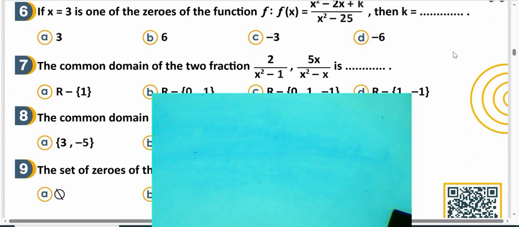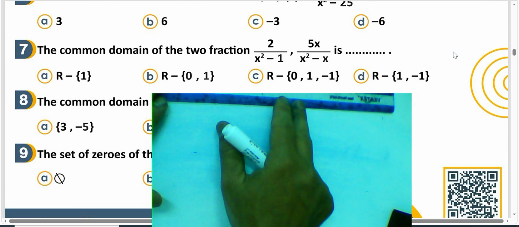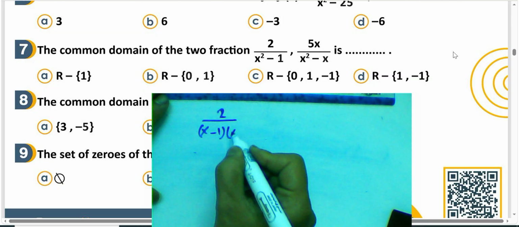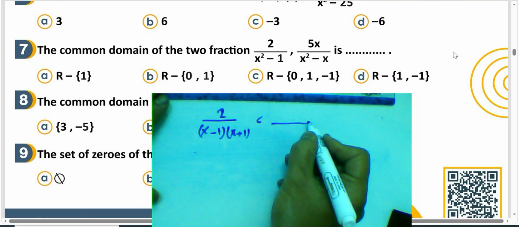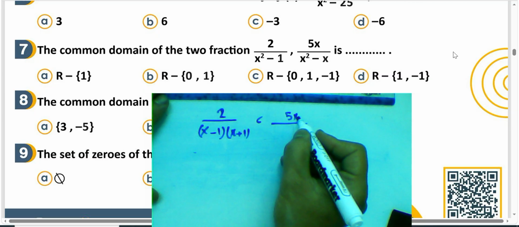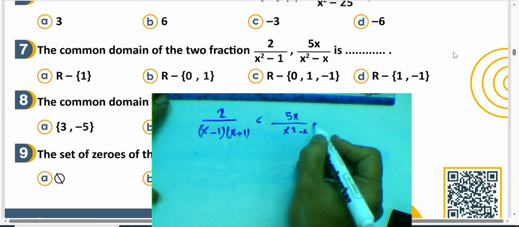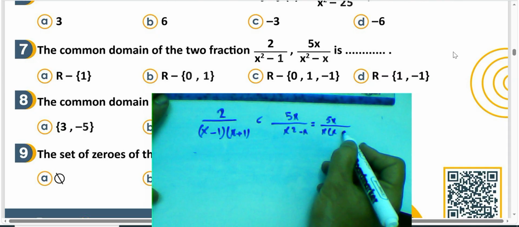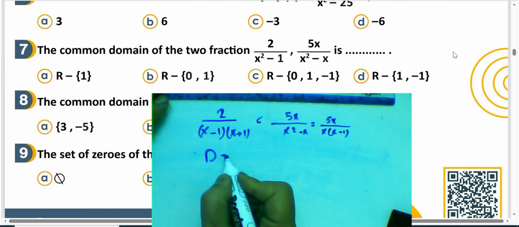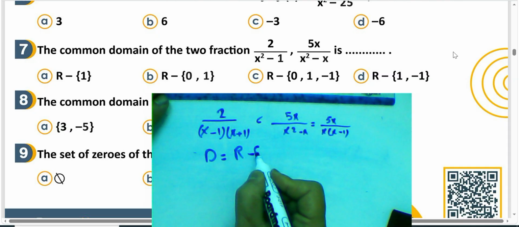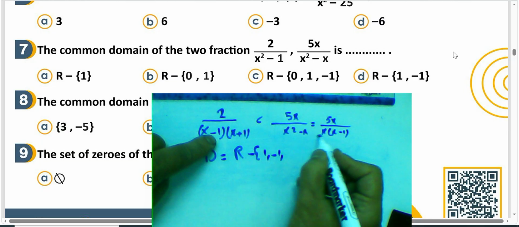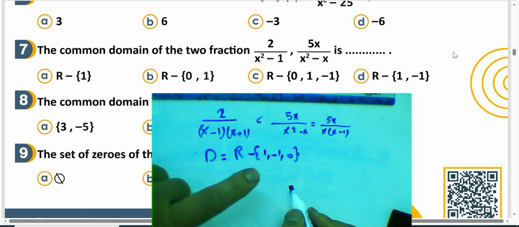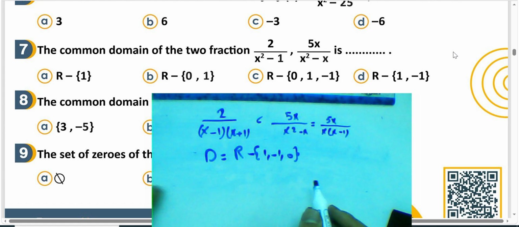Next question. The common domain of the two functions here. We can write the first function as x minus 1 and x plus 1, and the second as 5x over x power 2 minus x. You can write 5x over x times (x minus 1). The domain of the two functions is R subtracted by the set of zeros here, 1 and negative 1, and here 0 and 1. So the domain will be R subtracted by 1, negative 1 and 0. Choose letter C.